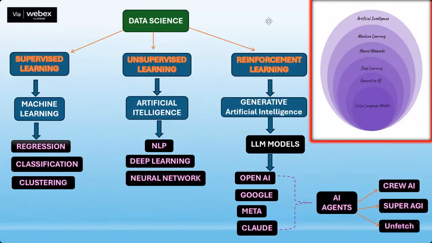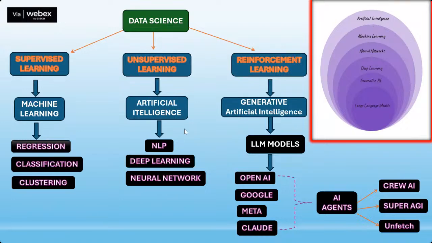In unsupervised learning we have NLP, deep learning, neural networks, and transformers. We have many more things, but I don't want to make the picture more complex, because if I drill down into each and every box in every session, it will be very big. So, in simple layman terms, we come to reinforcement learning. Here, generative AI comes into the picture.